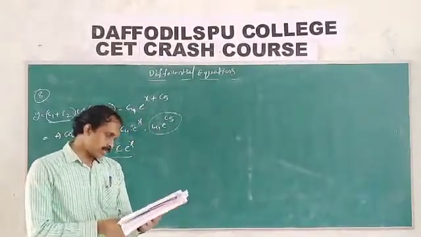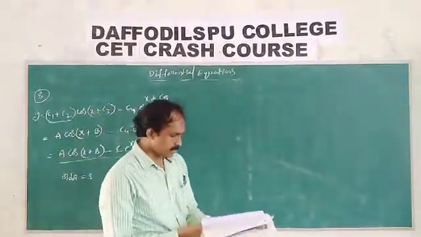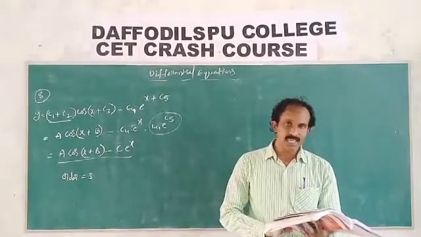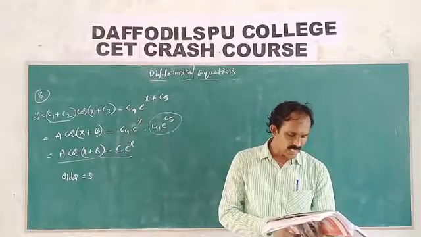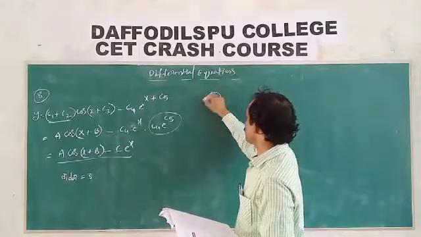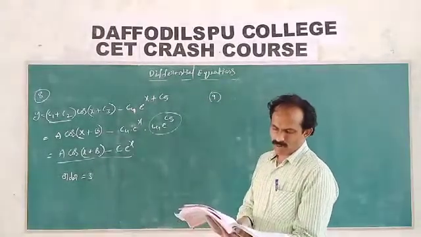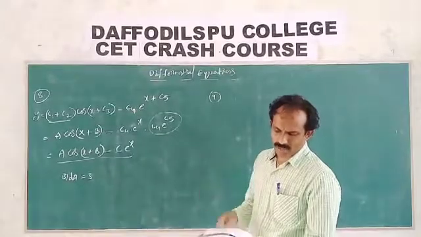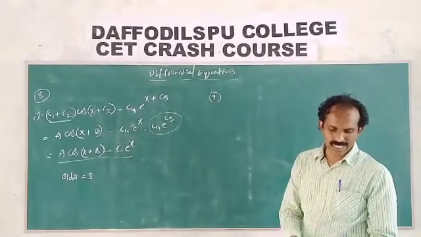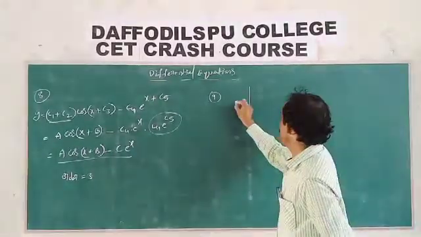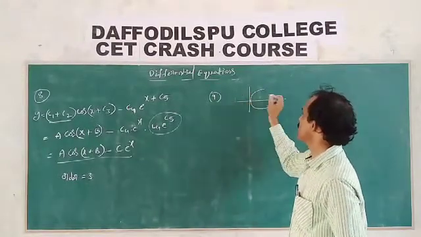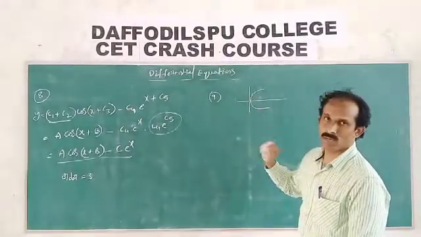9th question. The order of the differential equation of all parabolas whose latus rectum is 4a and axis parallel to x-axis. So find out its order. What is the question? The order of the differential equation of all parabolas whose length of latus rectum is equal to 4a and axis parallel to x-axis. Actually, generally the parabola opens to the right side. Axis is x-axis. Vertex at origin.